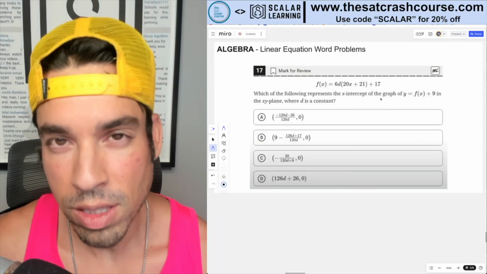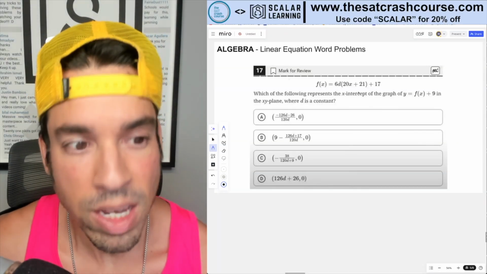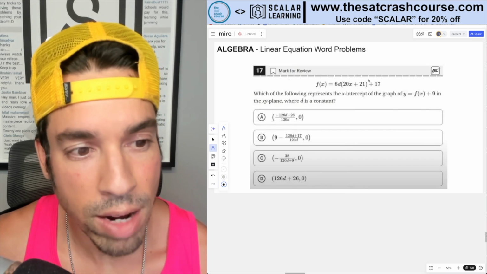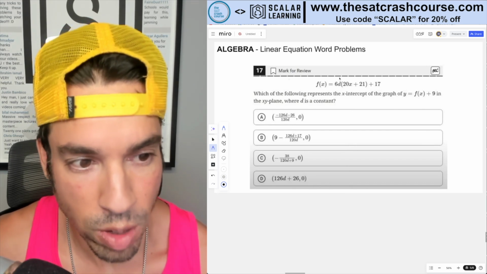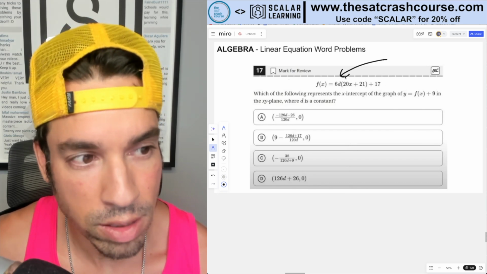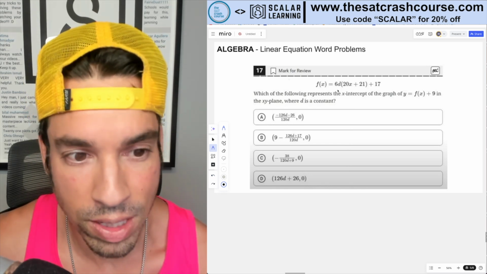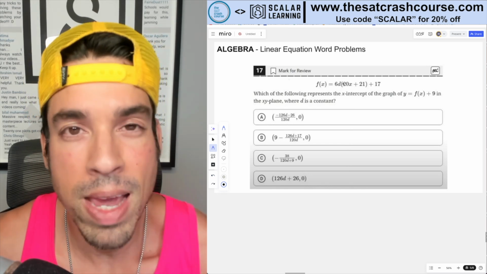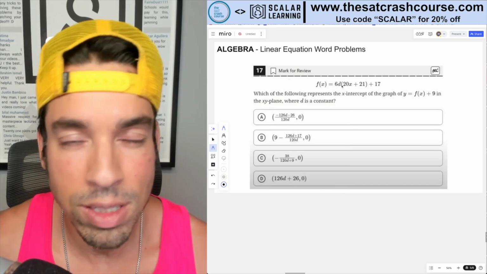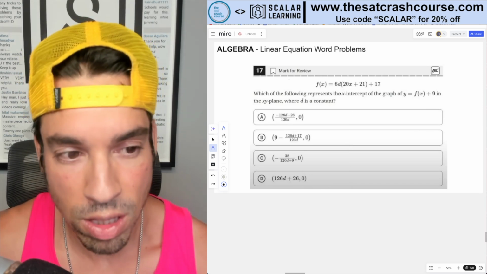So one of the trends that I've been seeing with some of the practice materials is that we're now having these modified functions, right? Where they're throwing in these little constants. Now, this is a linear equation word problem. And the reason why I think this constant, this D value, is significant is because it makes it so that you can't just simply plug and chug into decimals, right? There's a little bit more to it.